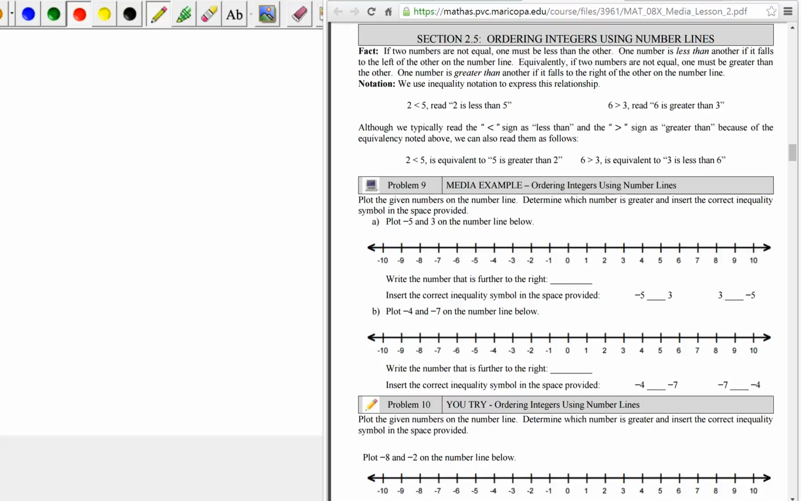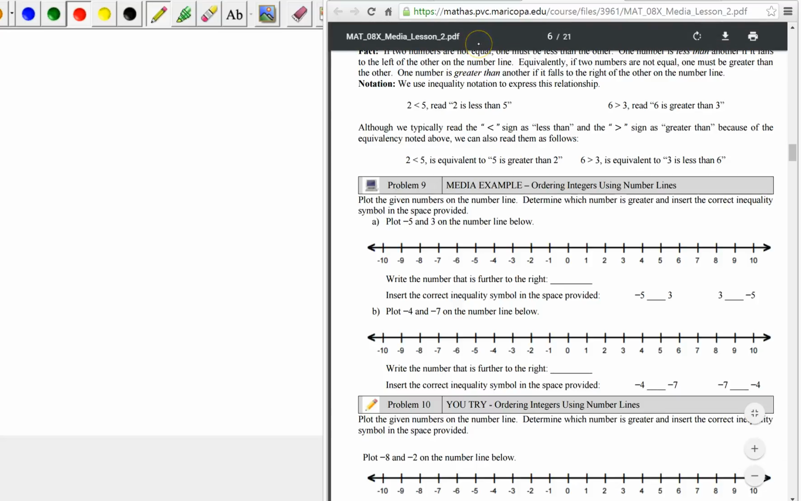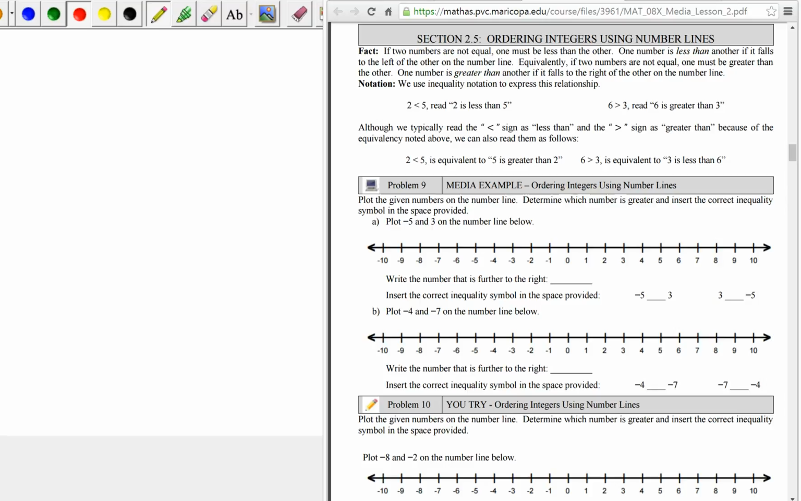In this video, we're going to look at sections 2.5, 2.6, and 2.7. So this section is ordering integers. This is the first time we introduce inequality notation. In Unit 1, we just have them say in words that 2 is less than or greater than the other number.